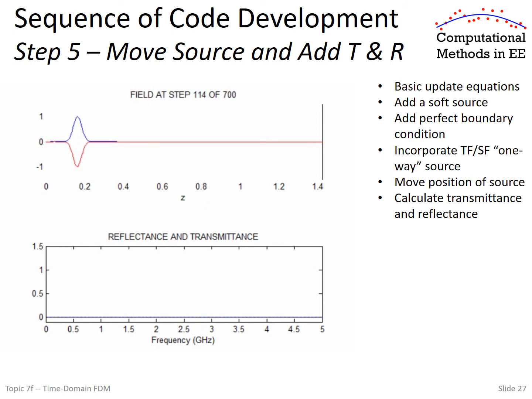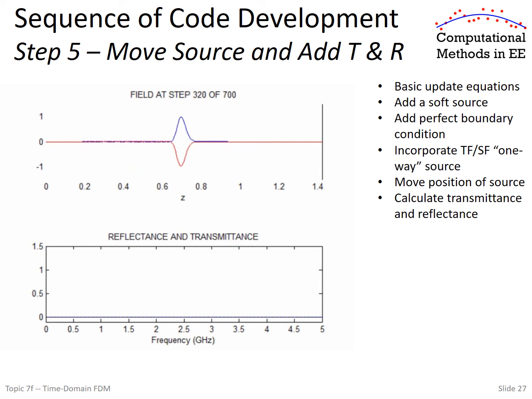Now we want to move that source all the way over to the left. And so we're throwing the power to the right. Nothing goes backwards. We can see our electric and magnetic field. At this point, we're just transmitting through air. So we'll add our calculation of transmission and reflection. And since we're only simulating air, we should see 100% transmission, 0% reflection. And that really is exactly what we see here.